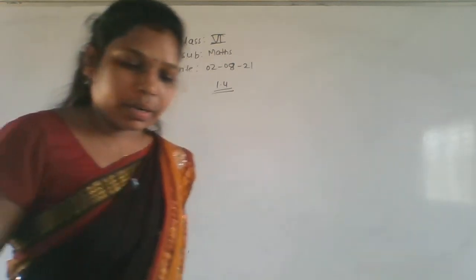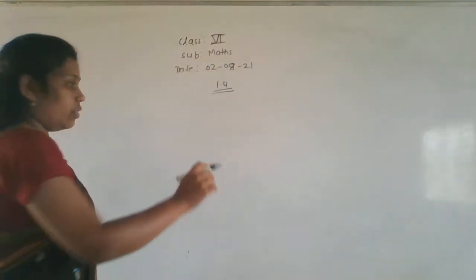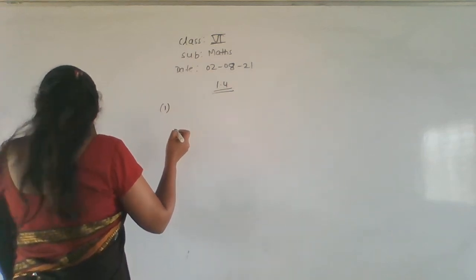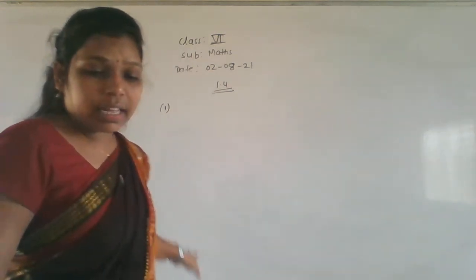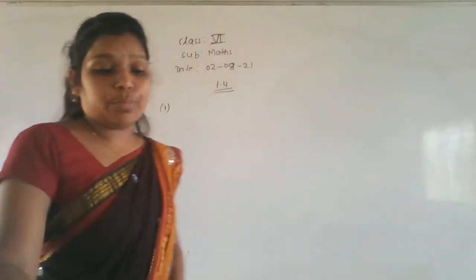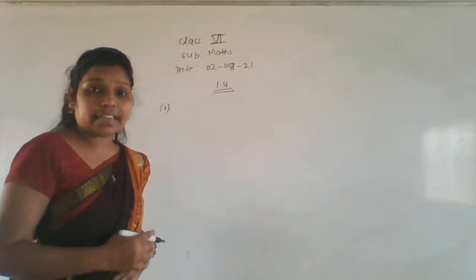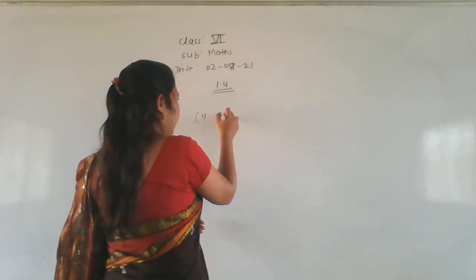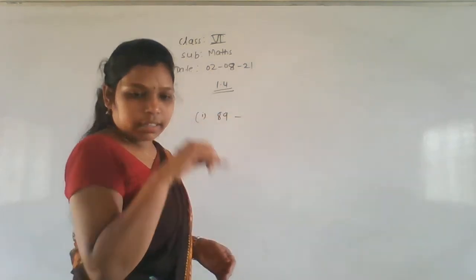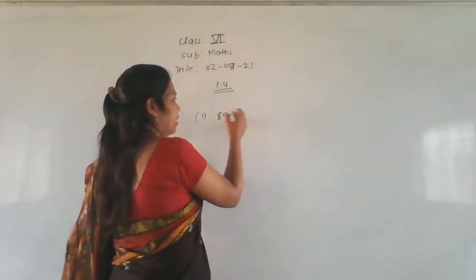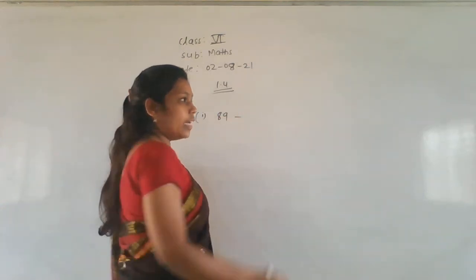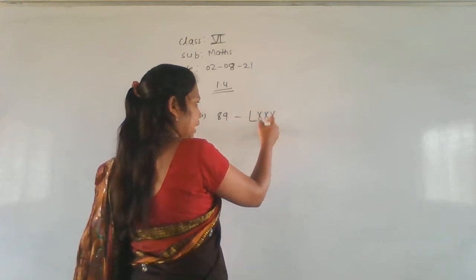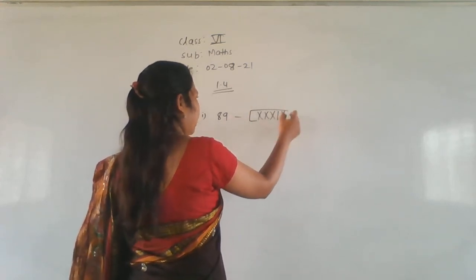Exercise number 1.4. In that first one, write the following numerals in Roman numerals. Okay, they given numbers here. You write those numbers in Roman numbers. First one, 89. Okay, 89. How to write 89 here? First write L, that is 50. Next, this is 80. Next, 9.